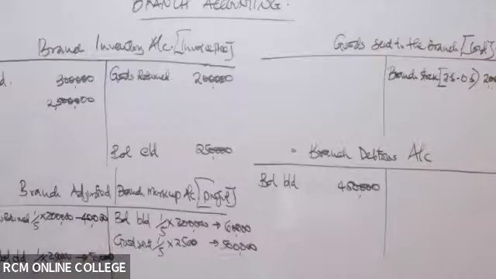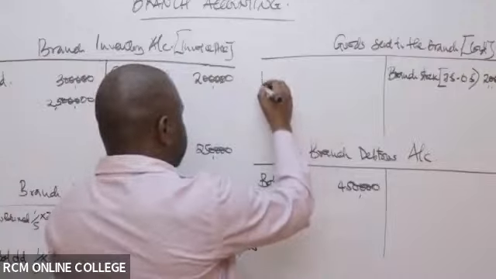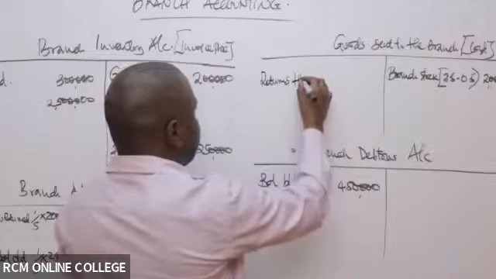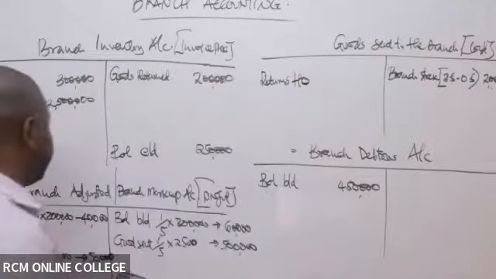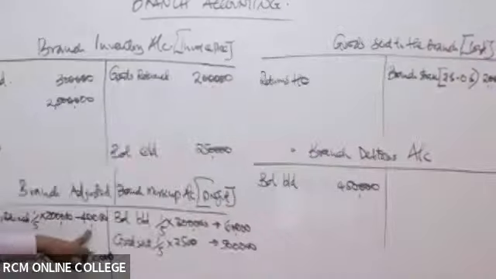Then, of course, it will also affect the goods that had been sent to the branch. So the goods sent to the branch. Here we have returns to head office. You just get the difference. It will basically be 200,000 minus the 40,000 to finish up the double entry here.